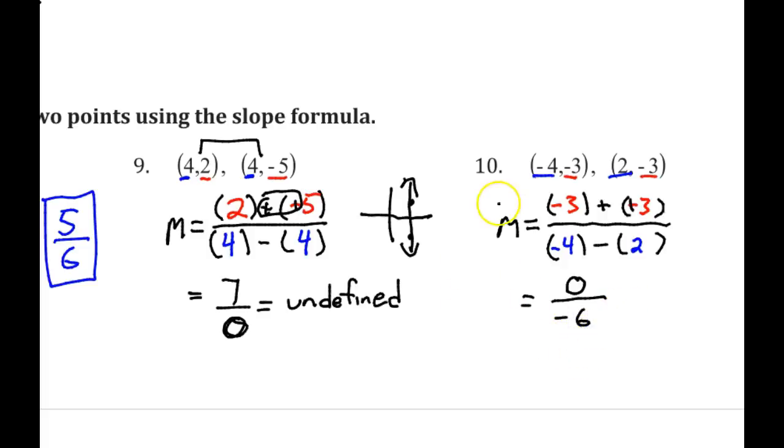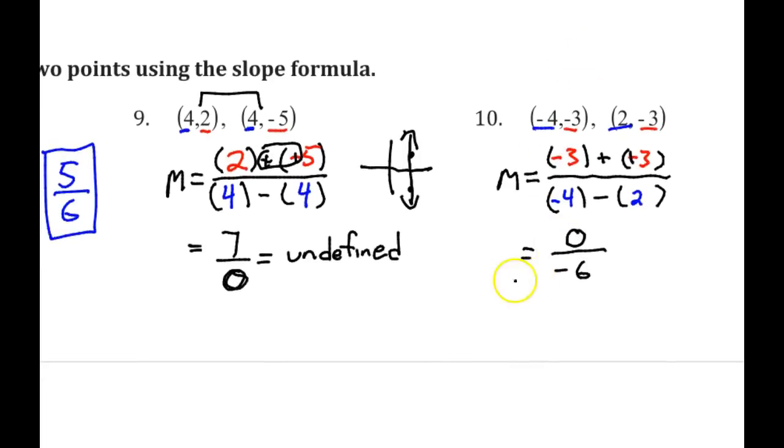So likewise, if we're not sure what the answer is when there's a 0 on top, you can look at a graph of it, and we'd have negative 3 comma negative 4 down here, negative 4 comma negative 3 down here, and 2 comma negative 3 down here. So you could see that's a horizontal line, which is 0 slope. Okay, so use the idea of the graph to help you out if you're not quite sure about these two.